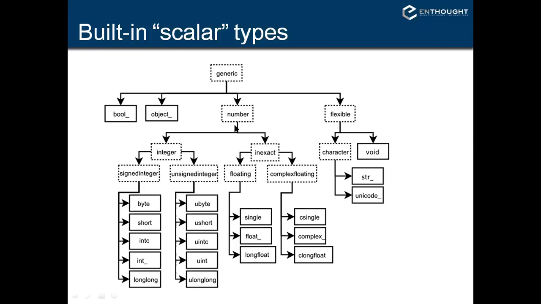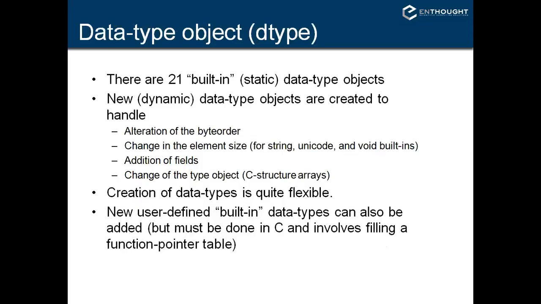Generic, it deals with numbers. It is flexible in nature. These have characters, that is string underscore, Unicode underscore, etc. This number is further divided into integers and inexact. Inexact has to deal with either the real or imaginary part or the floating part. Right? Signed integer and unsigned integer, byte, short, integer, character, integer underscore, long, very long. These are the further categories of this. So this is the generic or the scalar data types, the built-in scalar types.